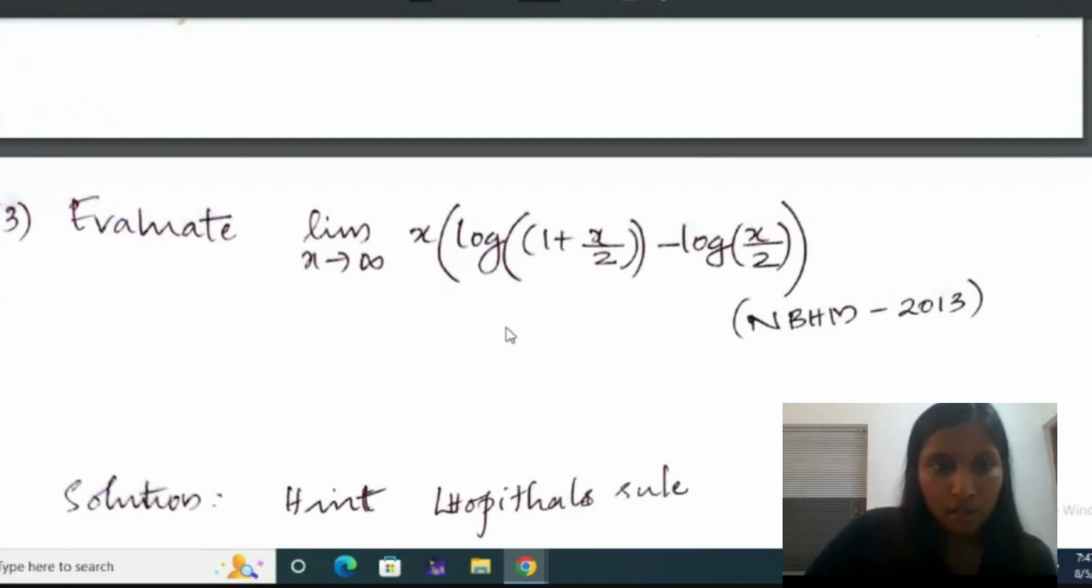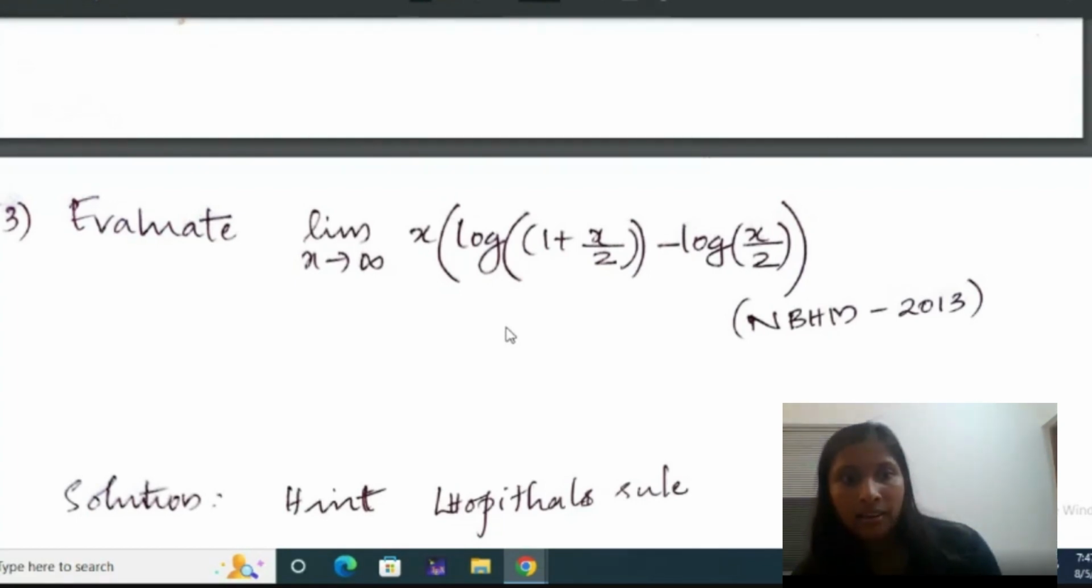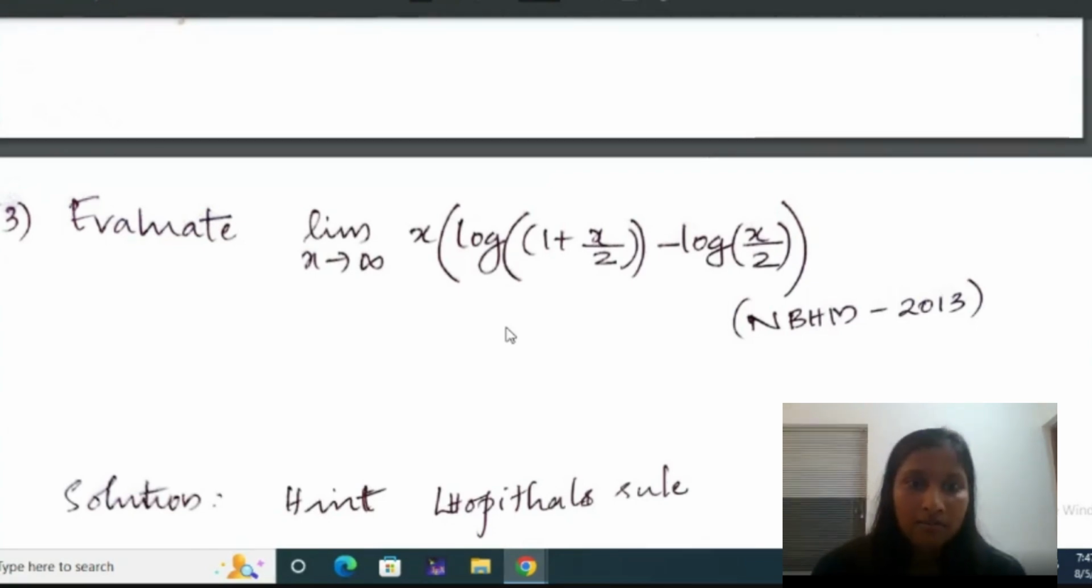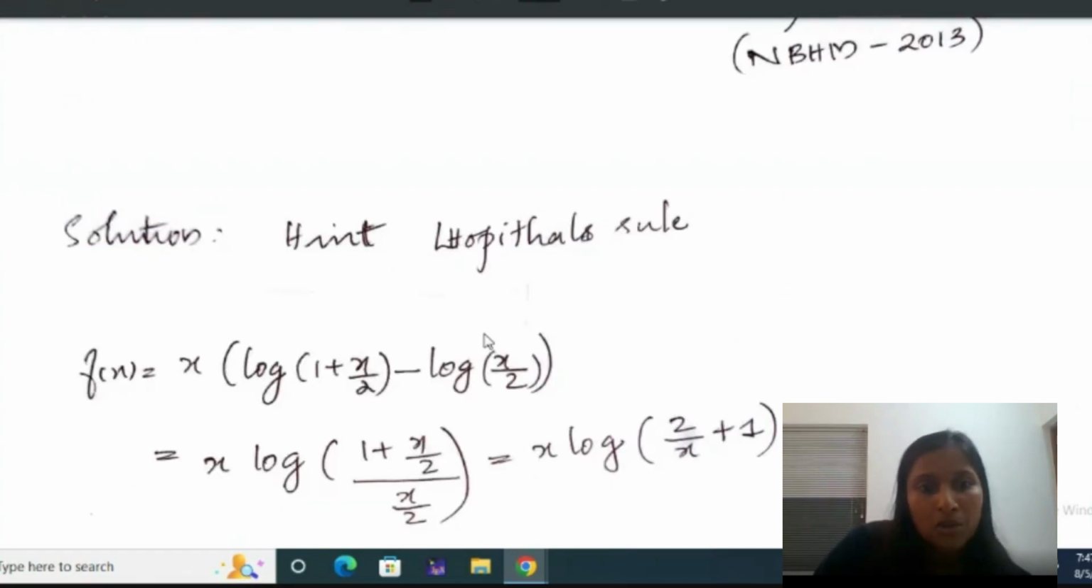Shall I explain the solution, or any answers other than this? Okay, we can go through the solution. So we can apply L'Hopital's rule here. Our function f of x is x times log of 1 plus x by 2 minus log of x by 2. We have the result log a minus log b is log of a by b, so we apply that result to the function. So it will be log of (1 plus x by 2) by (x by 2). So we will get the function as x log of (2 by x plus 1), just divided separately by x by 2.